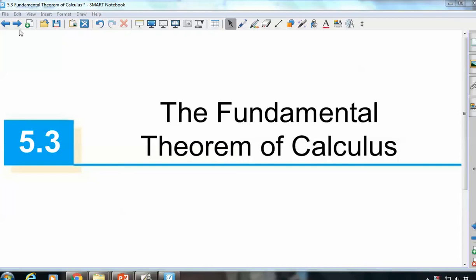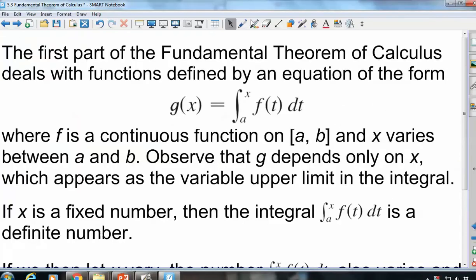Fundamental theorem of calculus. Moving right along. Okay, fundamental theorem of calculus is really a two-part deal. The first one has to do with our antiderivatives. You'll notice this is different than what we've been looking at because I have an x in my limits. I have a variable in my upper limit here.